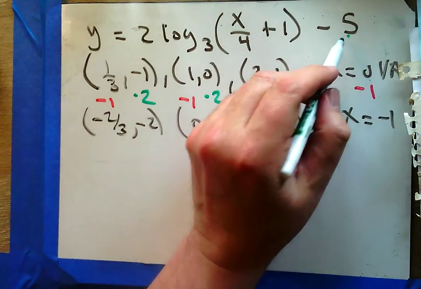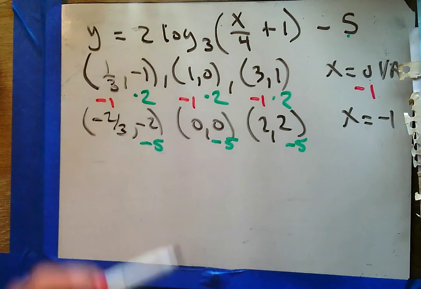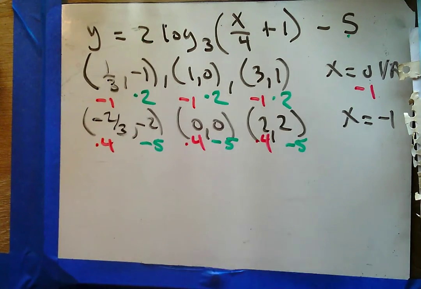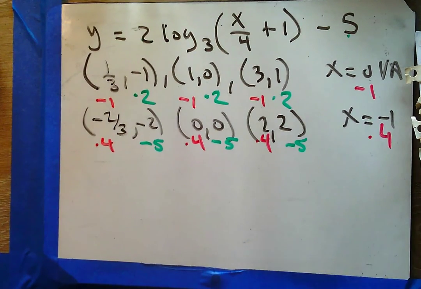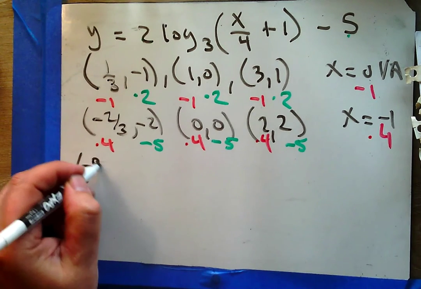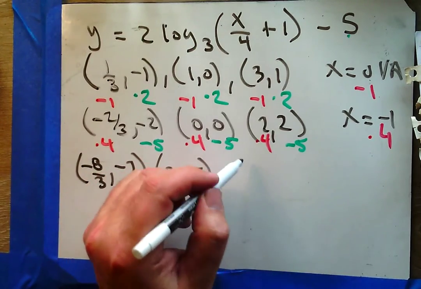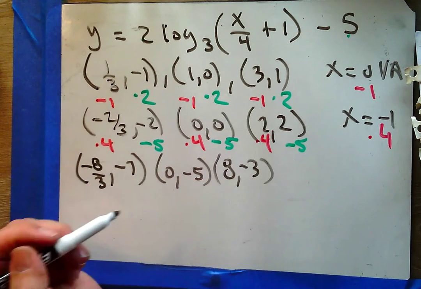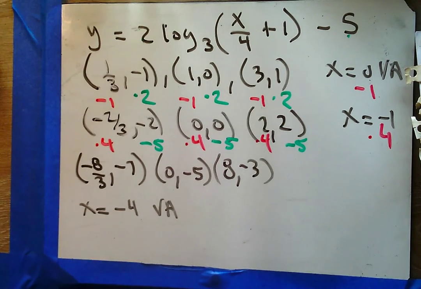I'm going to come back now and subtract 5 from all the y's. And what is it that I have to do to the x's? I see dividing by 4, so that means I need to multiply by 4. All the x's, including that one. This gets so often ignored. Please, please remember that. So my final points are -8/3, -7, 0, -5, and 8, -3. Okay, and here we have x equals -4, the vertical asymptote.